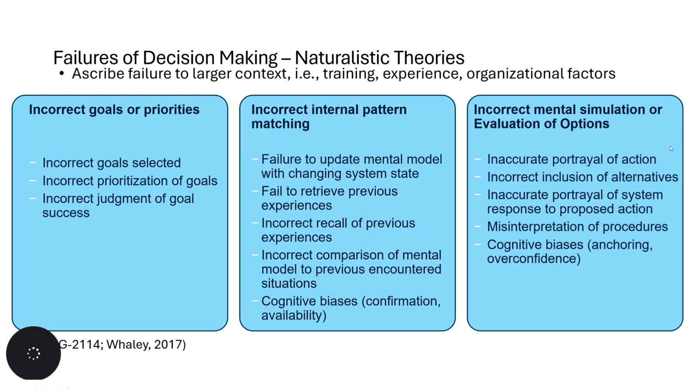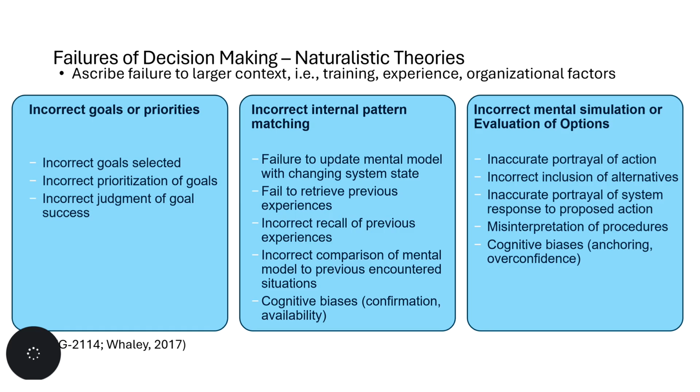Now, naturalistic theories, they ascribe failure to a larger context. So again, the focus is on how humans actually make decisions. So the idea is that the larger context will adapt to the human decision-making process. So there may be incorrect goals or priorities. So you might have selected the incorrect goal, you prioritized an incorrect goal, or maybe the likelihood of success was judged poorly. Maybe you have incorrect internal pattern matching.